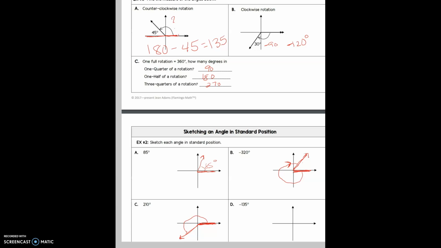Negative means you go down. So this would be negative 90. This would be negative 180, right? So this guy is under negative 180 degrees. So we're going to go negative 90 and then about negative 135 right there. Again, this being the initial side.